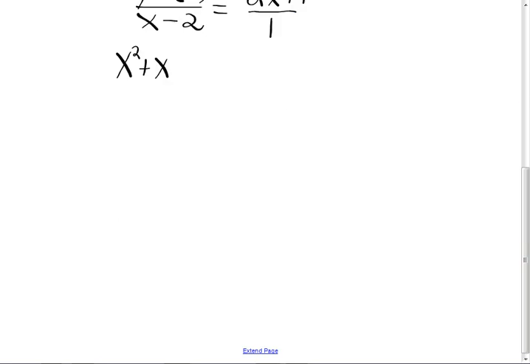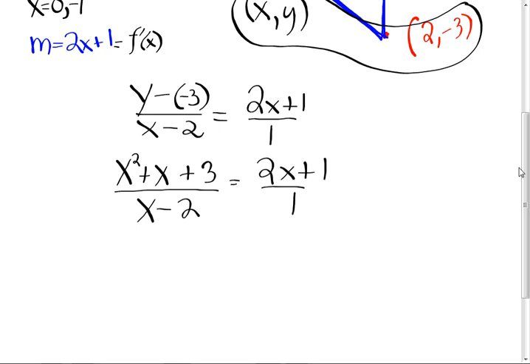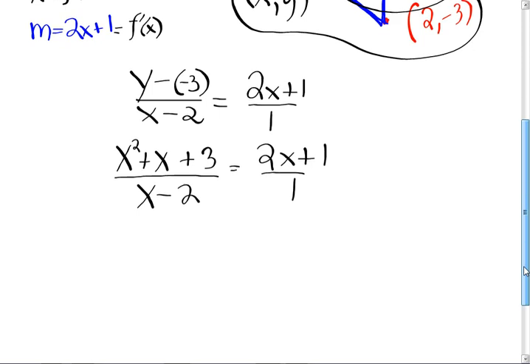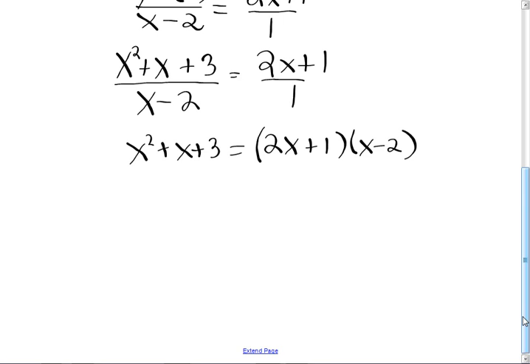And then somebody said, why did you leave it minus and -3? I'm not going to leave it that way. It's plus 3, right? Over x minus 2 equals 2x plus 1 over 1. Can I solve that and find x? Let's do that. Because that's called a proportion. Right? We cross multiply. So x squared plus x plus 3 equals, and I'm going to set it up because I want to get it right. 2x plus 1 times x minus 2. If I try to do that in my head, I know I'm going to get it wrong. So let's see.